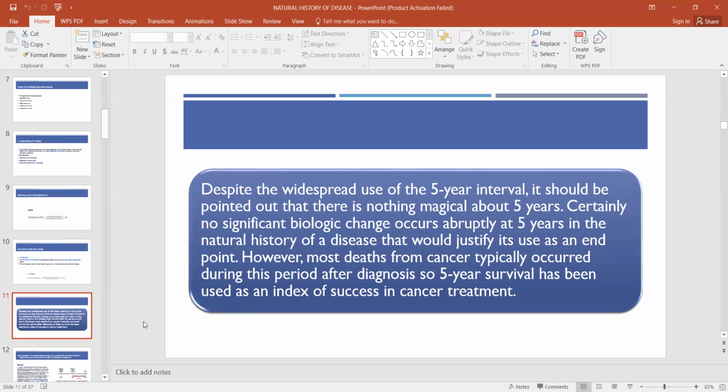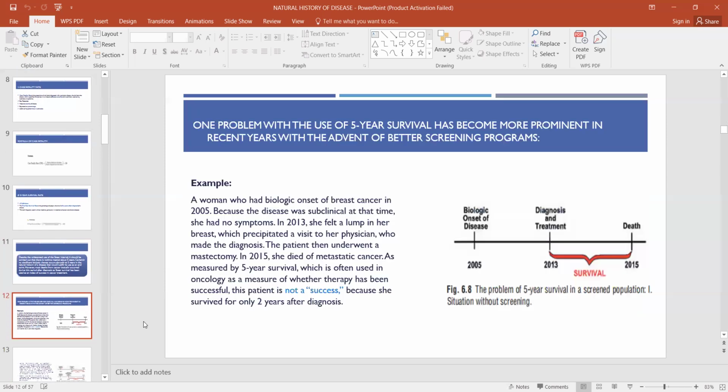Despite the widespread use of the 5-year interval, it should be pointed out that there is nothing magical about 5 years. Certainly, no significant biological change occurs abruptly at 5 years in the natural history of disease that would justify it as an end point. However, most deaths from cancer typically occur during this period after the diagnosis, so 5-year survival has been used as an index of success in cancer treatment.